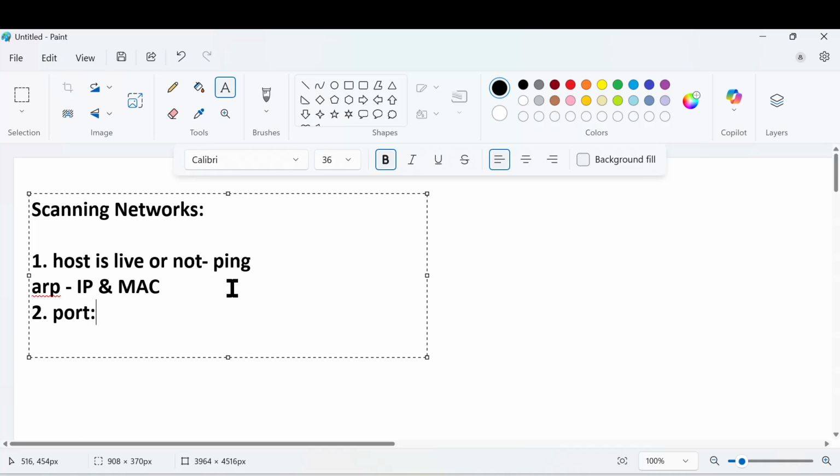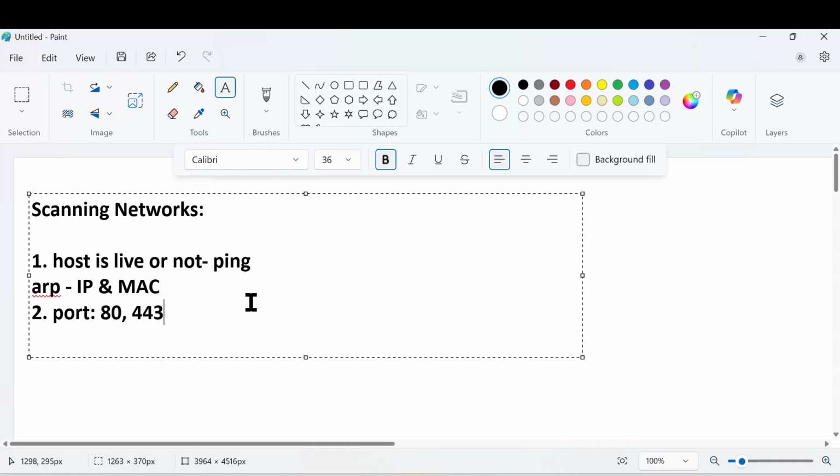So guys, when we are talking about ports, ports are the gateways through which a computer provides its services. For example, we have port number 80, port number 443, and many more. For finding the information about the ports, we will be using a tool named Nmap, which stands for Network Mapper.